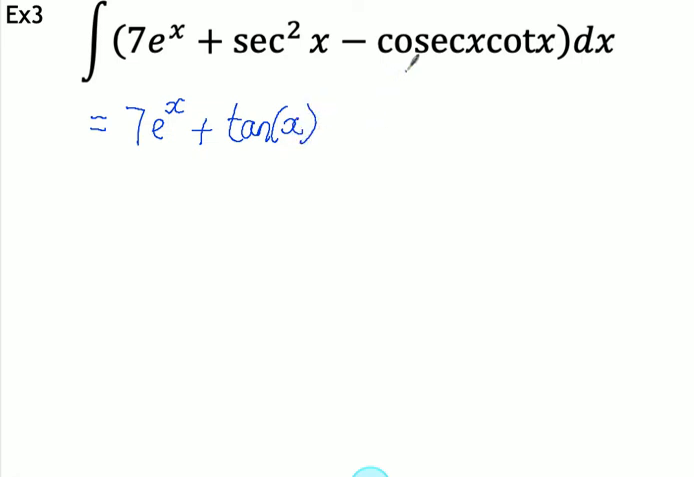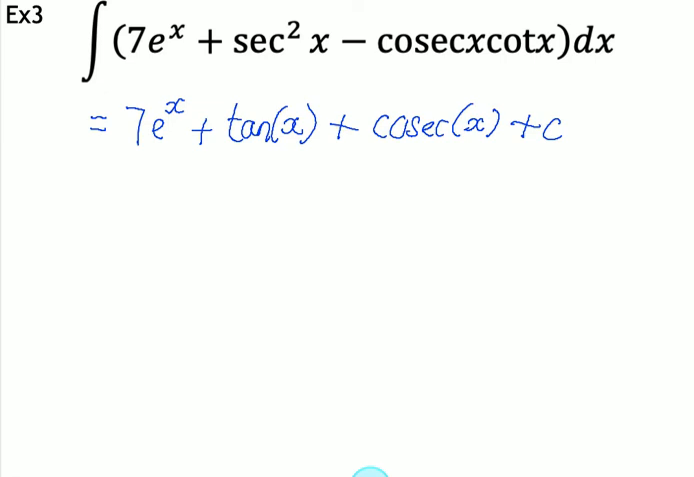And again, cosec x cot x, it's in the formula book. Cosec x cot x, when integrating, becomes negative cosec x. So therefore, it's going to be add cosec x. And then of course plus c because it's indefinite.